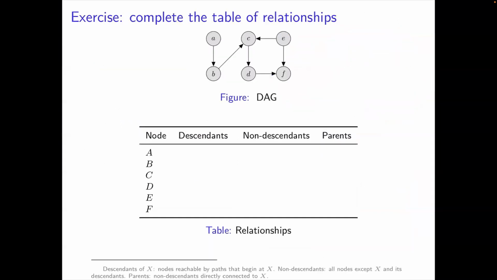Okay, so let's see what we are going to do with this. Well, first of all, an exercise. Please complete a table of relationships for each one of the nodes. List the set of descendants, of non-descendants, and the set of parents of the node. I repeated the definition down here. You can also go back to the slide to see the example. So I'll review the solution in a bit, so please pause the video and work on it.